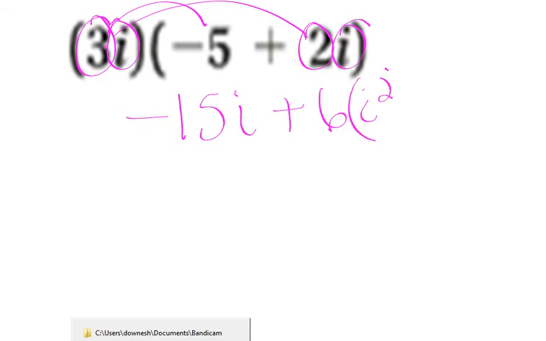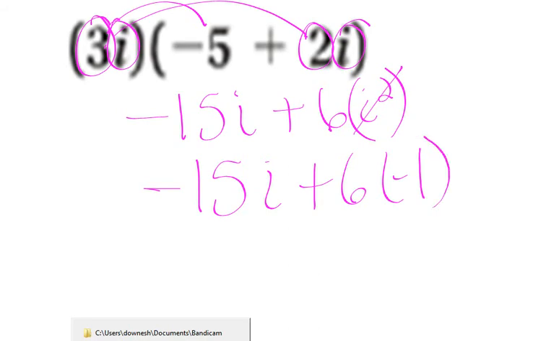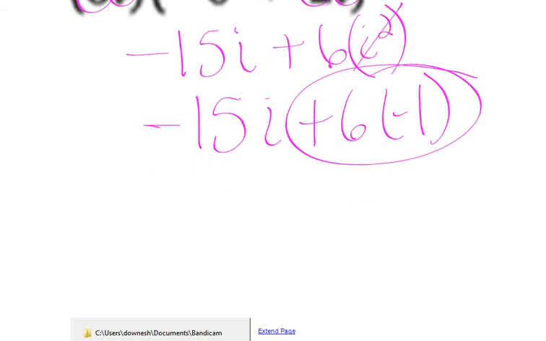Uh-oh, remember at the beginning, I said we can simplify that. Anywhere you have an i squared, we change that to what? -1. i squared is equal to -1. That's how we started the lesson today. So it's -15i plus 6 times -1. Well, let's simplify that. 6 times -1 is -6. So we have -15i minus 6.